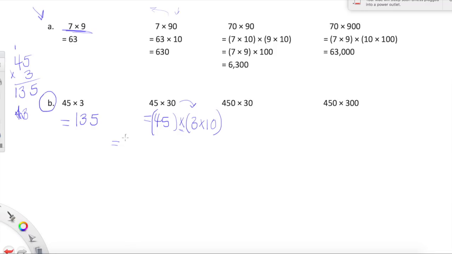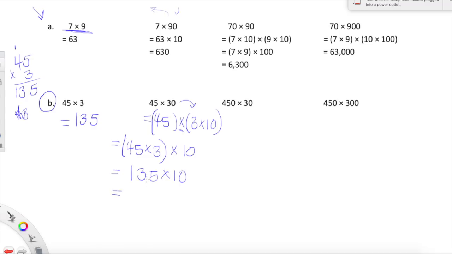So let's go ahead and use those properties, commutative and associative, and rewrite the expression so that we have 45 times 3 and then that times 10. The reason why we're doing this is that we've already figured out that 45 times 3 is 135, and then using what you know about your place value understanding in Module 1, we can do 135 times 10 quite easily.